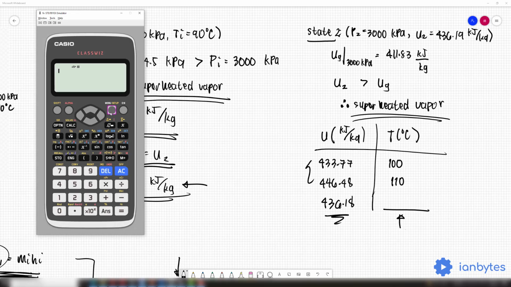Let's press menu, and then go to statistics, and select y is equal to a plus bx. Bakit natin pipiliin itong form na ito? Because we are going to perform linear interpolation. I-input lang natin yung values ng internal energy at the x column, and then later we input the corresponding temperature values at the y column.